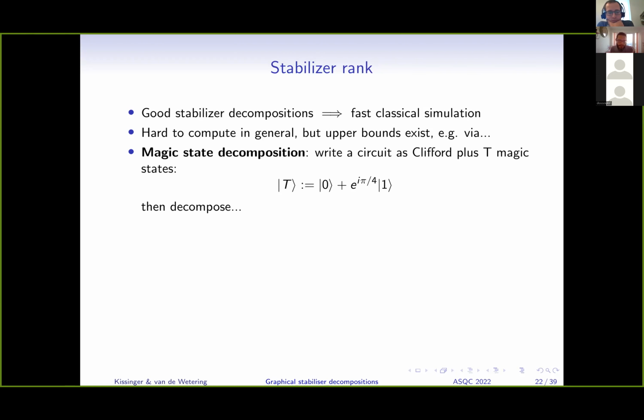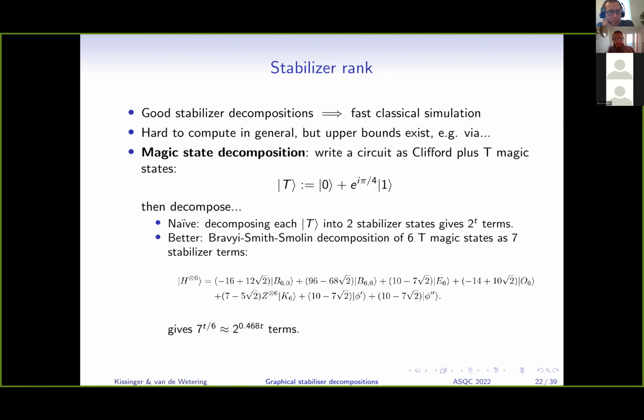Now, naively, I just decompose these magic states into 2 stabilizer states, this one and that one, right? These are basis states. They're actually stabilizer states. And if I do this, I'll get 2 to the T stabilizer terms. So if I only have 4 T gates, this is a perfectly sensible way to simulate even a 100 qubit Clifford+T circuit. You can actually do a bit better than this by taking chunks of T gates at a time. The first one of these I saw was due to Bravyi, Smith, and Smolin, who decomposed 6 T magic states.